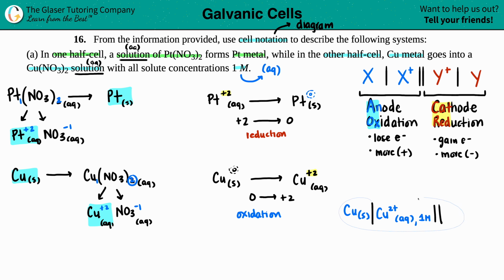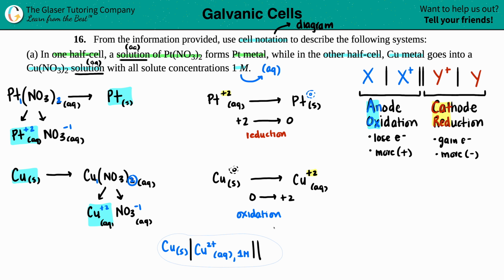And now we're going to work on the reduction side. Maybe I'll just put this over here. Reduction side, same exact idea. Start and end. So now I'm going to say Pt 2+ aqueous. They did say that all of those concentrations were 1 molarity. So any aqueous that I have is 1 molarity. So I have to include it here, 1 M. Break. And then the product would be just a Pt solid. And that is it. There's your cell notation.